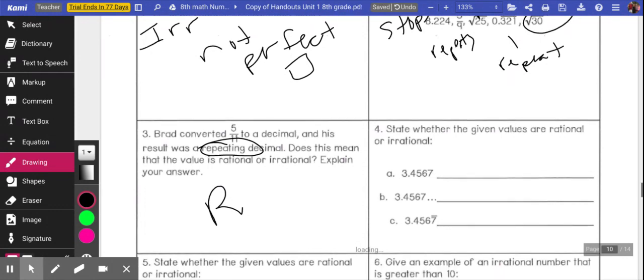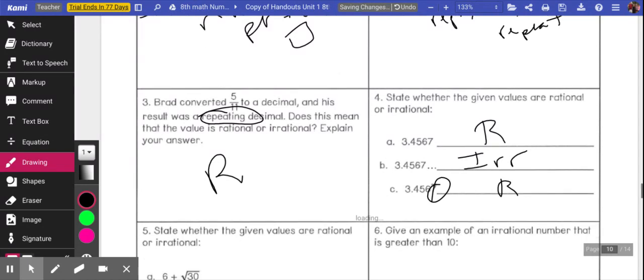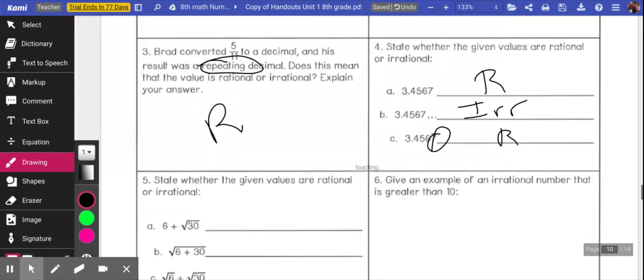State whether the values are rational or irrational. This would be rational because it stops. And this one would be rational because of the repeating. But this one is going to be irrational because the dots mean it goes on forever with no pattern. And even though, like I said, it's 4, 5, 6, 7, that's not a pattern because it doesn't repeat.